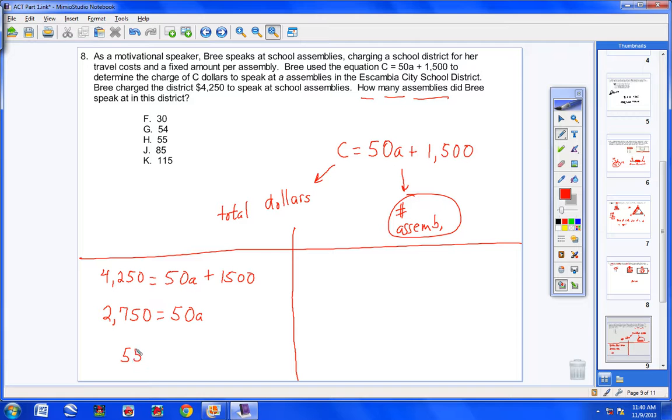Let's check my sheet here and see if that's the right answer. Yeah, that's the right answer. So divide both sides by 50, and you get 55. So that's how many assemblies she spoke at, 55, letter H. But there's another way to do it.